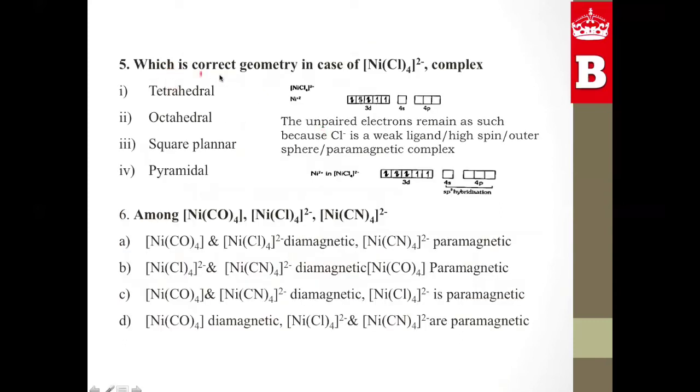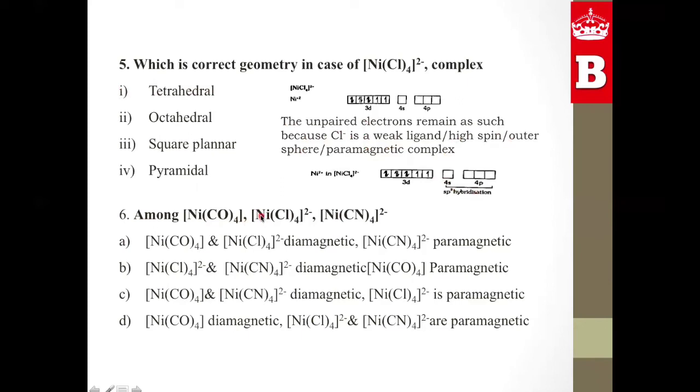Similarly, one more question was asked: what is the correct geometry in case of nickel tetrachloride 2-. So it is 4 minus 4 is equal to minus 2, so ultimately nickel is in the +2 state. Due to the +2 state, its electronic configuration is as shown above. And due to chlorine, which is a weak ligand, it will be high spin. High spin means it should be outer sphere, and hence it will be paramagnetic. And 4s and 4p will be hybridized to form sp3 hybridization. So sp3 hybridization means the correct structure is tetrahedral.